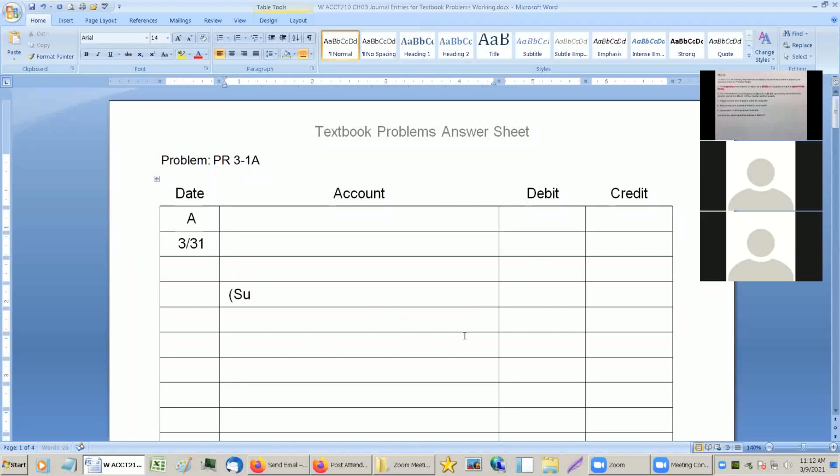So the supplies account has 5,620. The actual supplies on hand. So the question is, how much was used? How much of the supplies were used?